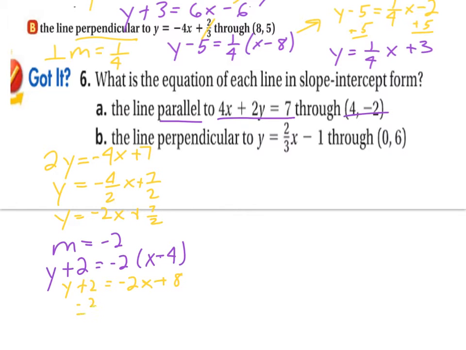And then we subtract the 2 to get it into slope-intercept form. We get y equals -2x plus 6. So there's the slope-intercept form there.